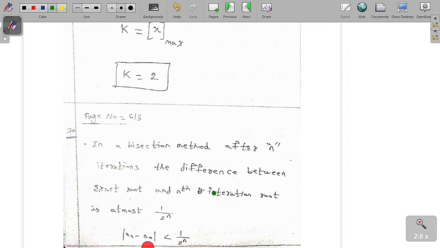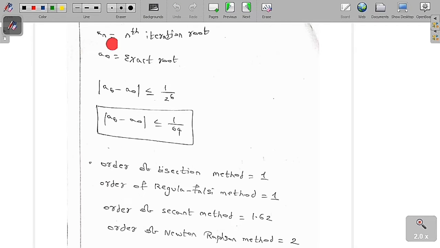Basically, in this question, they are asking what is a_6 minus a_0. So n is equal to 6. Substituting, 2 to the power of 6 is nothing but 64. So the magnitude of a_6 minus a_0 is less than or equal to 1 by 2 to the power of n, with n equal to 6 here. So 1 by 2 to the power of 6 is 1 by 64. So this is the correct solution of this question.